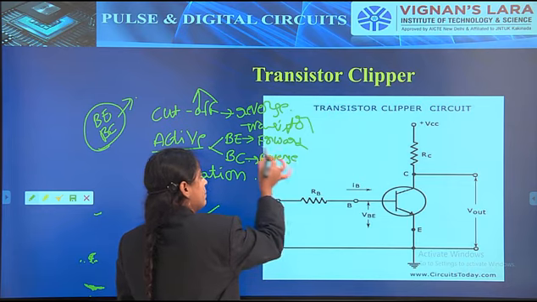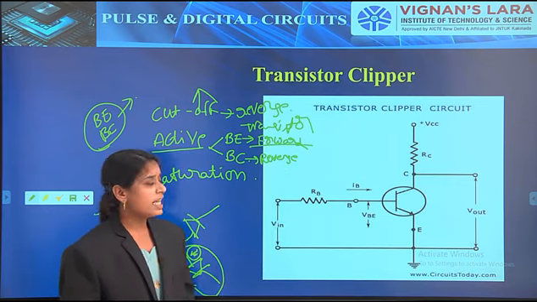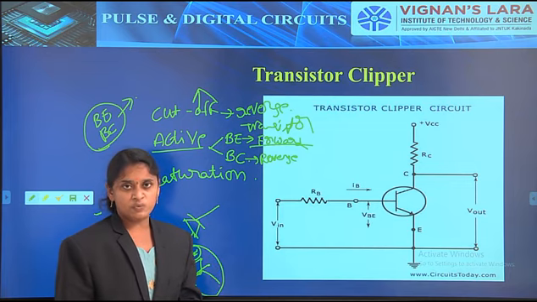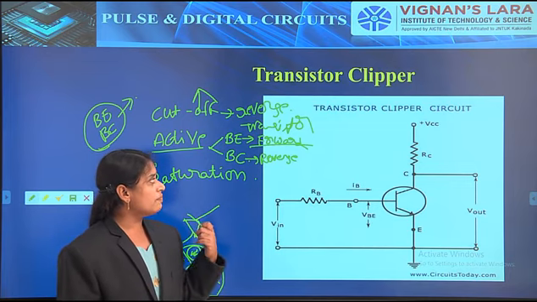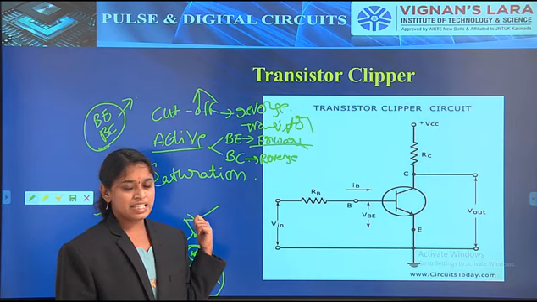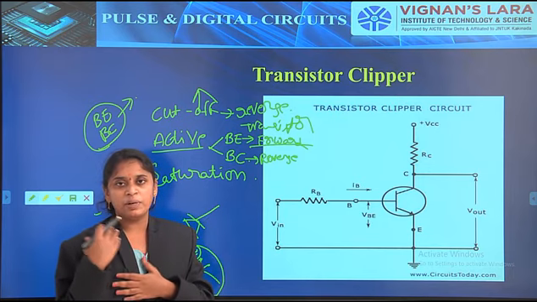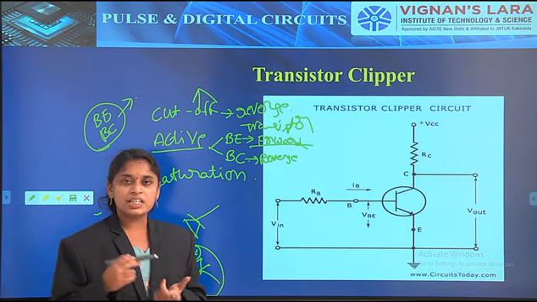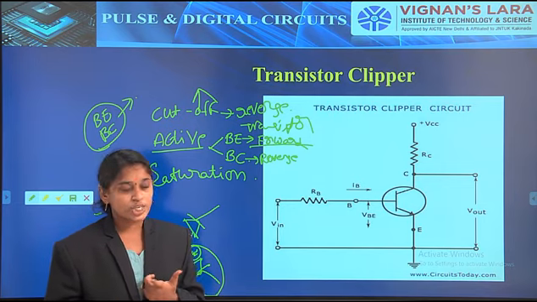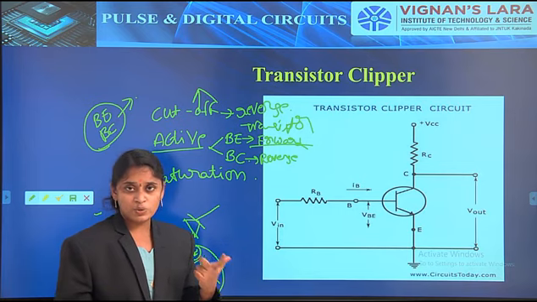So in this time, the base emitter junction will be forward biased and the base collector junction will be reverse biased. At the same time, the major application of this active region is that the transistor can be used as an amplifier. In the saturation region and cutoff region, it can be used as a switch, and in the active region, it can be used as an amplifier.